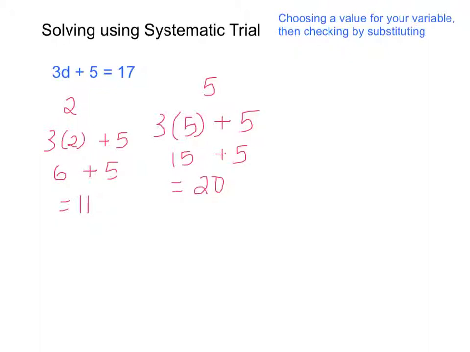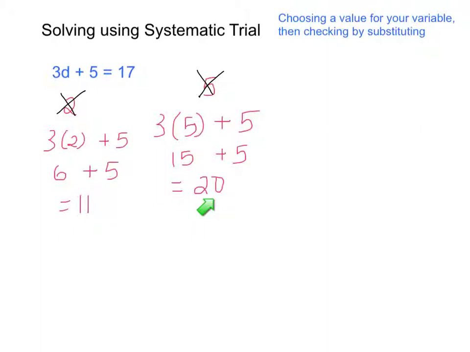So once again, my answer and this answer don't match, or they're not equal. So I know that 5 is not the value for my variable. So 2 is not the value, 5 is not the value. However, I do notice that 20 is larger than 17, so I've gone too high with my variable. I know that the value for my variable is somewhere in between 2 and 5, because 17 falls in between 11 and 20.